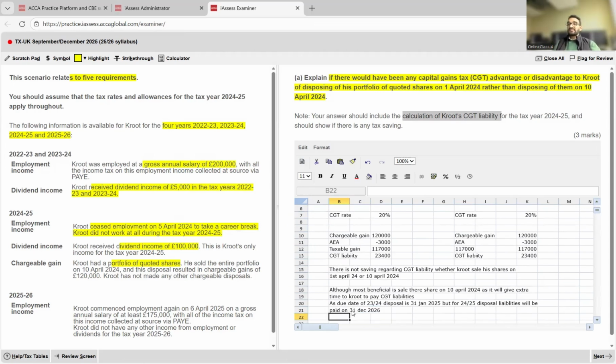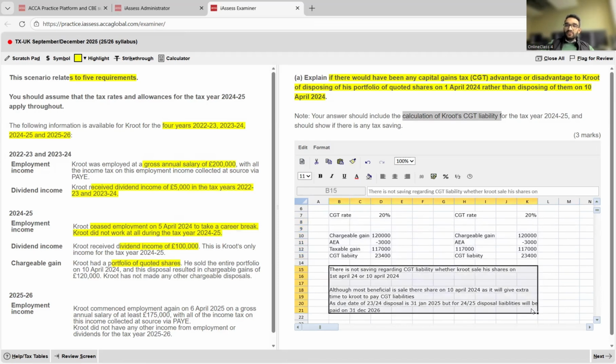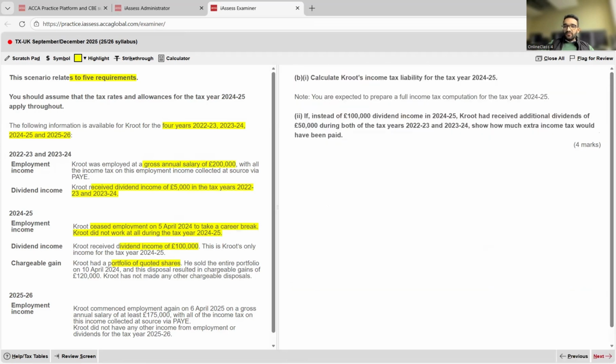You'll be paying tax later, getting a further 12 months as well. So you got the 3 marks. Now let's come to the second part. What I have done, I have not just calculated the liabilities, I have also explained. I have told them which is most beneficial. Okay, 3 marks we are done.